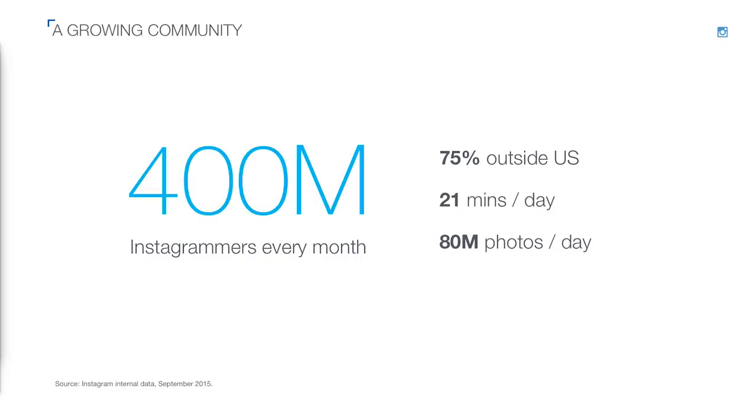So the average Instagram user spends about 21 minutes per day in the app. And the community overall is uploading about 80 million photos every day. So this is a mass phenomenon. It's a phenomenon that people are really engaged with, spending their time with, and contributing to.